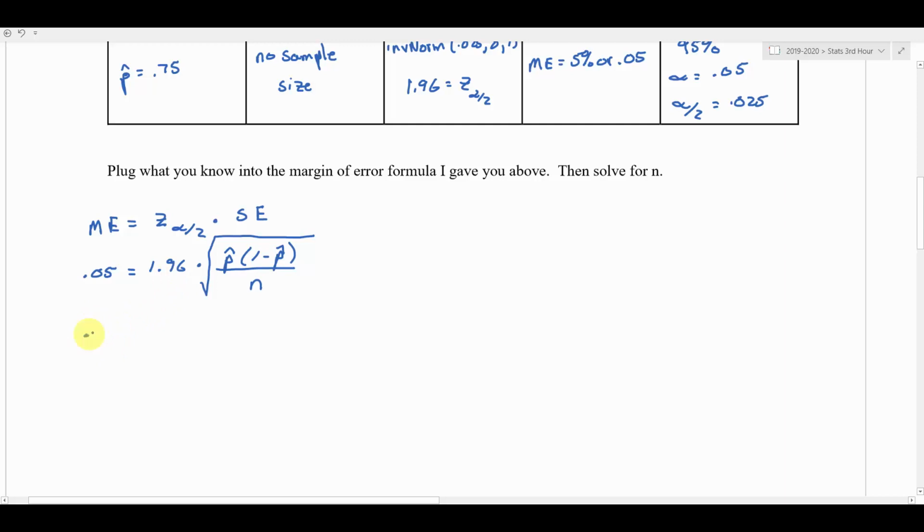We have a 0.75 that we can use here. Okay, so I'm going to say 0.05 equals 1.96 times the square root of 0.75 times 1 minus 0.75 all over n. That's all inside of the square root. So when I look at this now, what I have is an equation with the only thing unknown being the sample size. So this is an equation that I can solve using algebra.